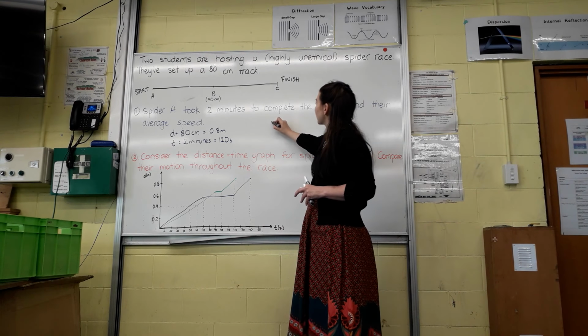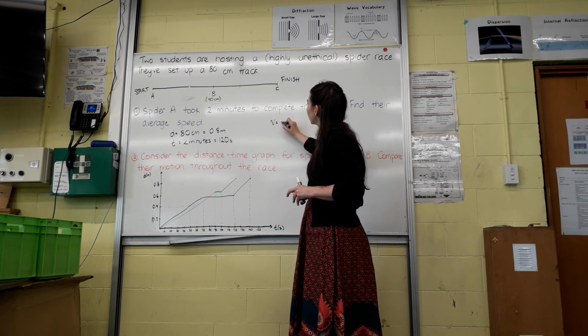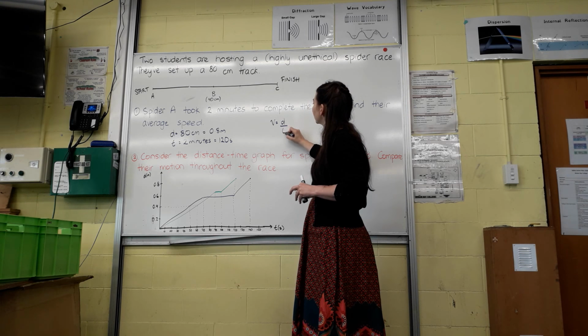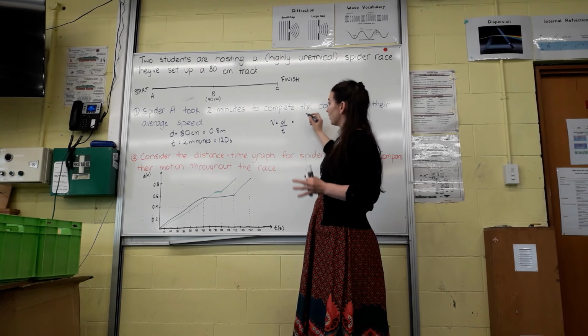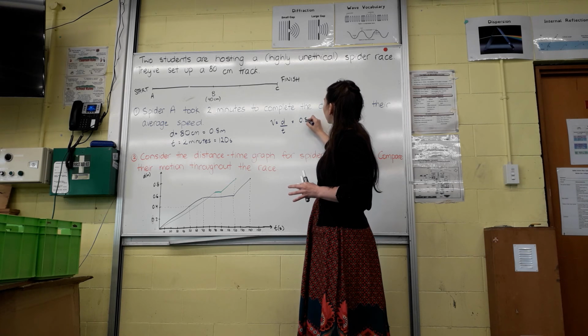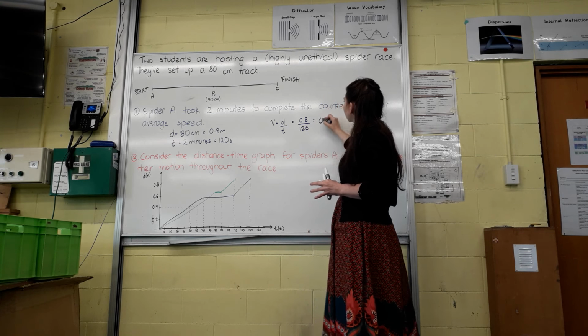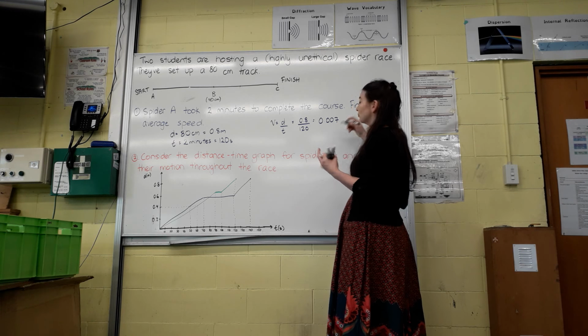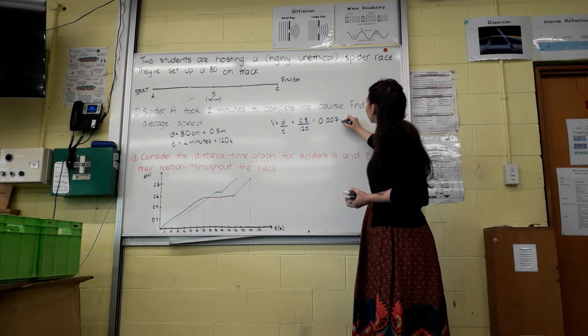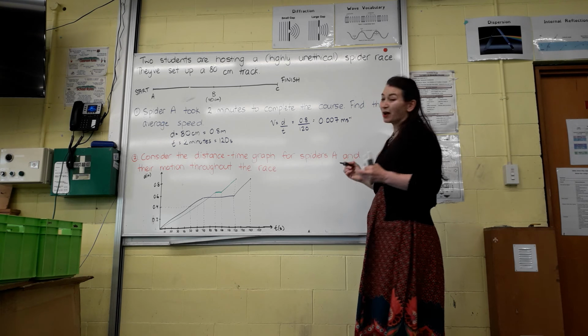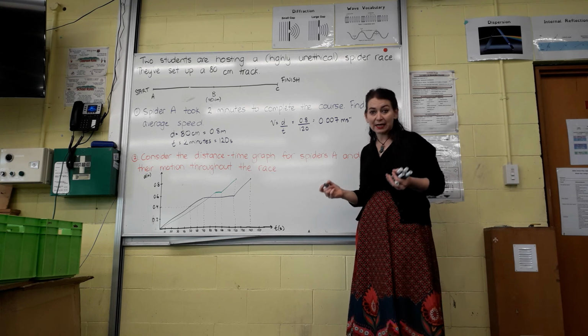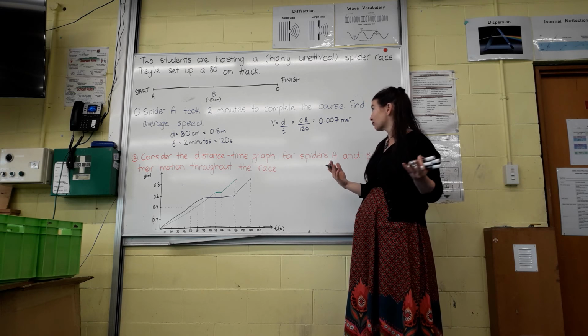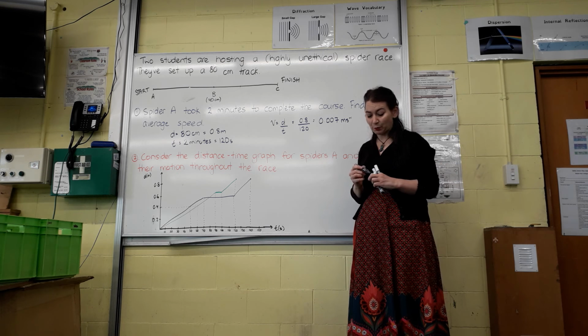So now we write down the formula that we're going to use. V equals D over T. We substitute in what we've got, 0.8 divided by 120, and that works out to be 0.007, well it's actually got a few more decimal places, metres per second. That is about 7 millimetres a second. Okay, and that's a pretty reasonable answer because they're spiders.